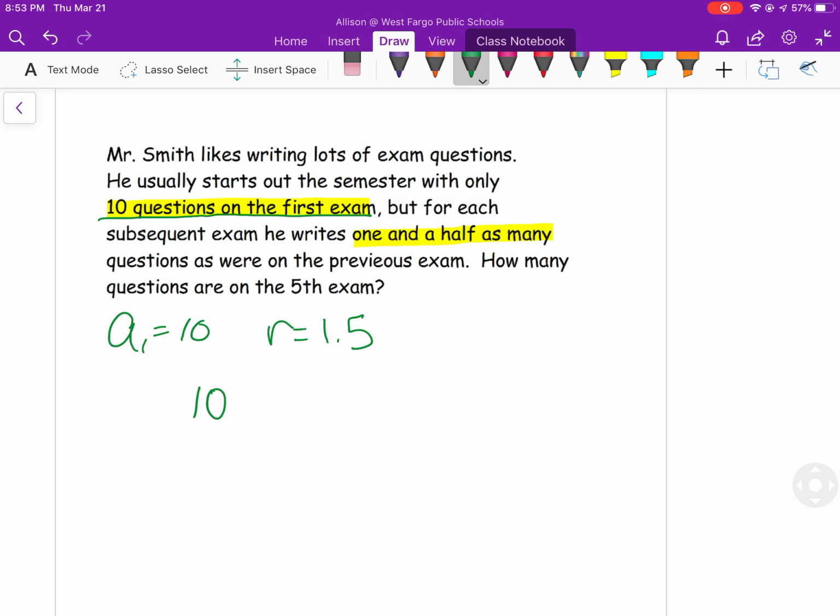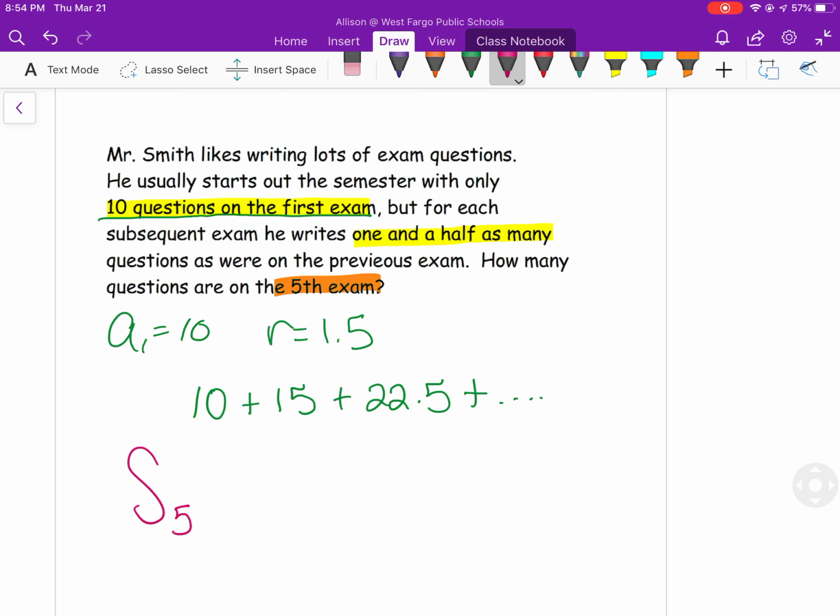So I start with 10 times 1.5, which is going to be 15. So on the second exam, there's 15 questions, and the sum of those two is 25. And then 15 times 1.5 will be 22.5. And then it'll continue like that. So I want to figure out how many questions were on the fifth exam. So what I'm really looking for is the sum of the first 5 terms.